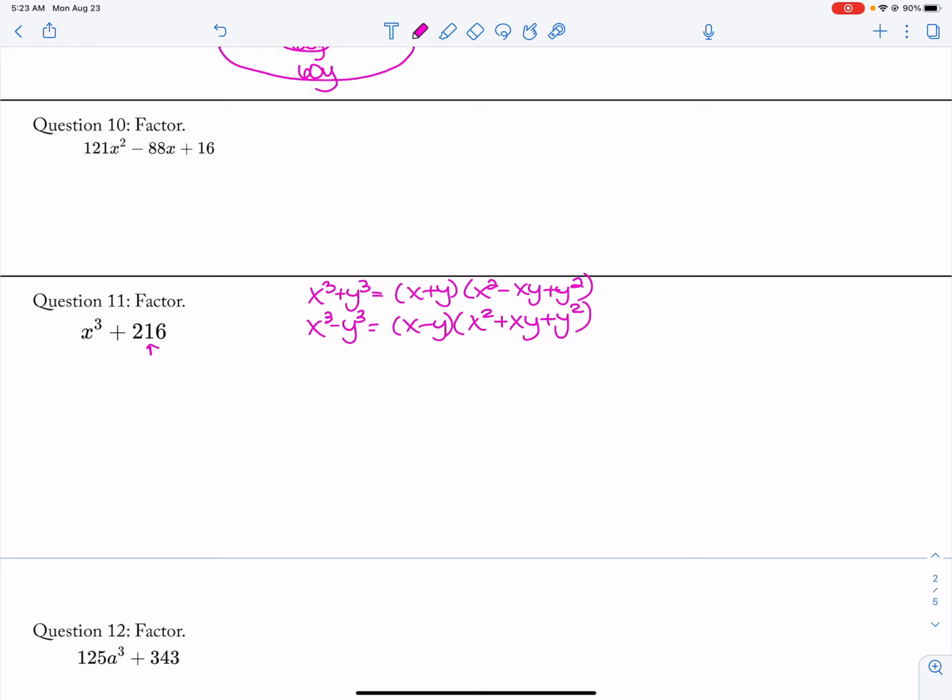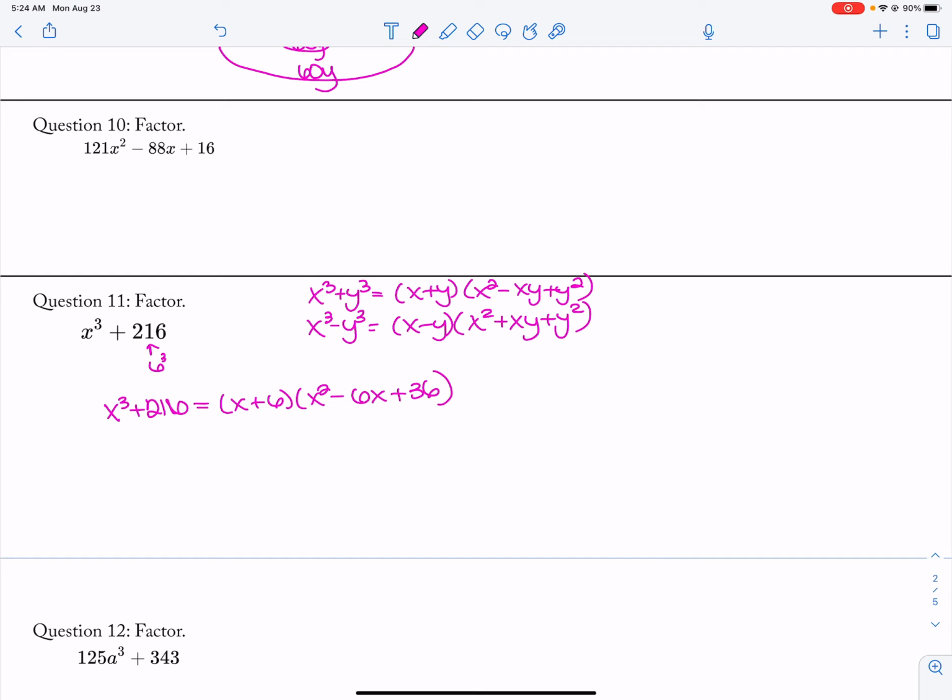So 216 is 6 cubed. So then x cubed plus 216 factors to x plus 6, x squared minus 6x plus 36. Okay? All right, we have more factoring. There's a lot of factoring in this.